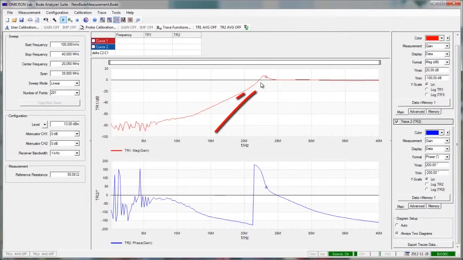In the area of the cutoff frequency, we see a small elevation. This is caused by the fact that now the input voltage of our filter is taken into consideration for the transfer function calculation and not the source voltage of the Bode100.